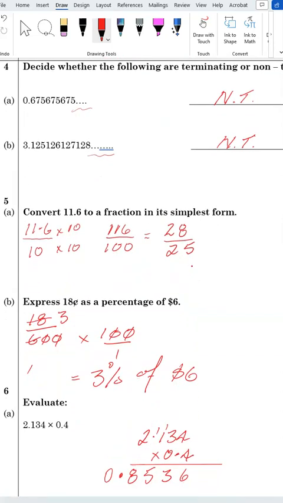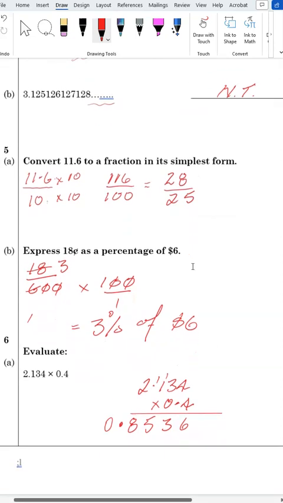11.6, you would put it over 10, but that gives you a mixed number. So what you're looking for, to bring this to a whole number, you multiply it by 10, so you multiply this by 10. And you've still got your improper fraction, but you've got your fraction. You were asked to express it as a fraction, okay, as a fraction.